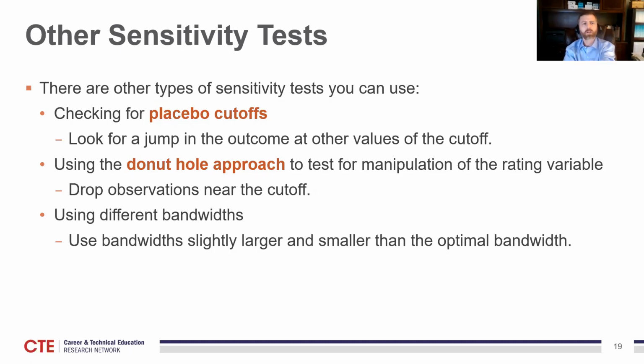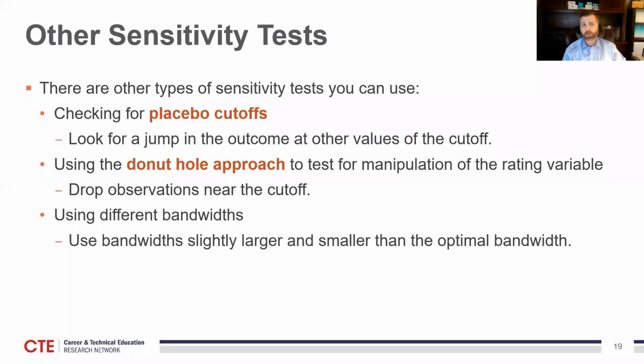Okay, there are some other types of sensitivity tests you can do as well. I'll try to go quickly through these. One is to look at what are called placebo cutoffs. You can look at the rating variable and test, or look graphically, for a discontinuity at some other value of the cutoff other than the official threshold score. If you see some other discontinuity, that's a problem.